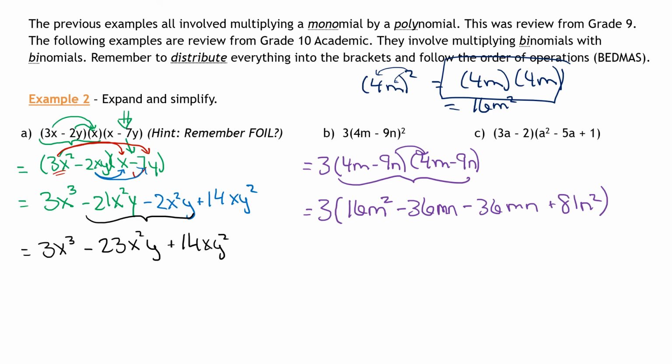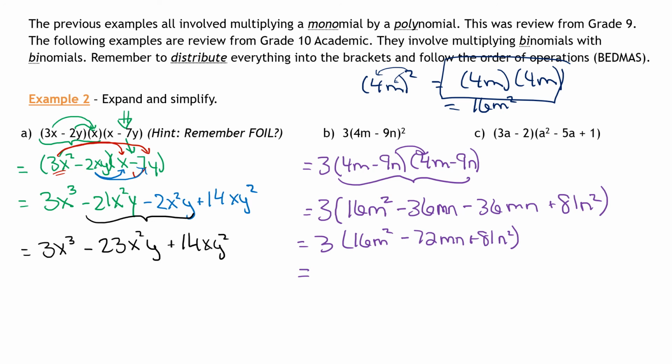So I have some like terms inside the bracket. So let me just collect those. If I didn't notice that, it's okay. I could collect like terms later. But these two are like terms, negative 36 mn, negative 36 mn. So that is a minus 72 mn and then plus 81n squared. Now I can distribute the 3 into the brackets because I collected my like terms already.